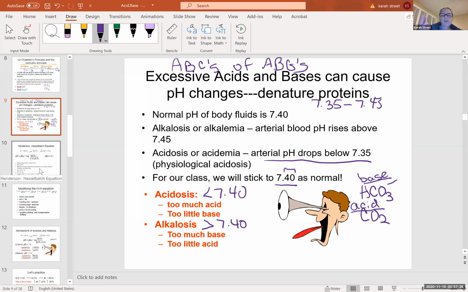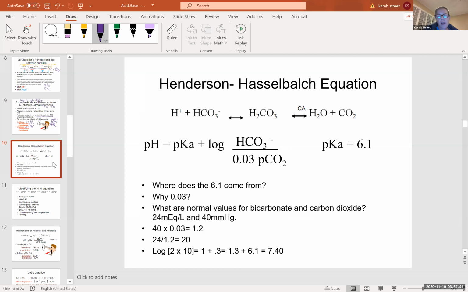Okay, so now you need to remember, what is your base? Your base is bicarbonate. Your acid is CO2. Those were part of the Henderson-Hasselbalch equation I gave you. Here is your base. It always goes in the numerator. Here is your acid. It always goes in the denominator.